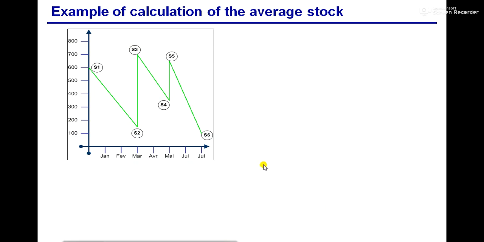So here we have a graph depicting the variation of inventory over a period of 7 months. Here we have the initial inventory, S1. We sold some units over this period. We ended up with the stock level S2. Then we had to replenish. We have S3 and so on.